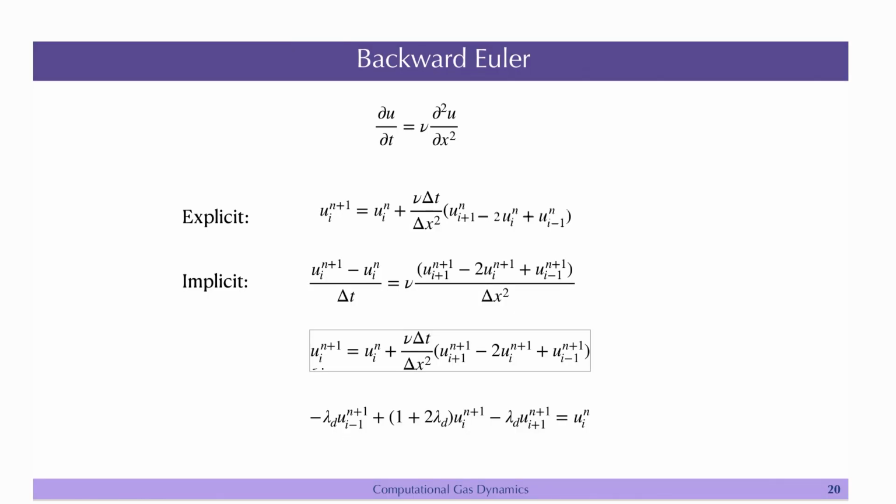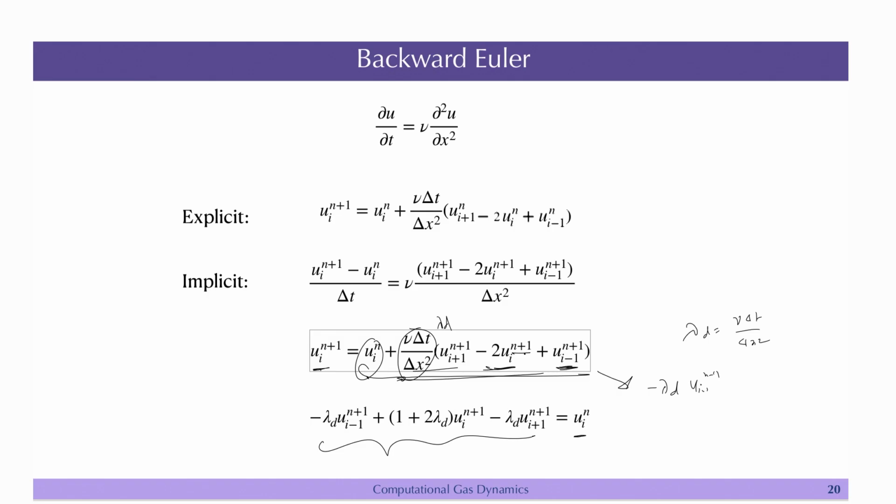Now you take the n plus 1 on the left hand side; there is one more term at n here, and I will separate it later. So now we put all the n on the right hand side and all the n plus 1 on the left hand side. I am using lambda d equal to nu delta t by delta x square. If you collect all the terms, start with u I minus 1, everything is multiplied by lambda d, so this is minus lambda d u I minus 1 n plus 1. Now take the next term: u I n plus 1 is here also and here also. If it goes to the left hand side, it becomes 1 plus 2 lambda d times u I n plus 1.